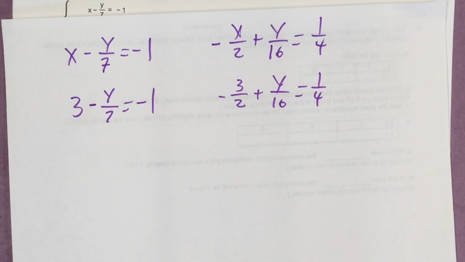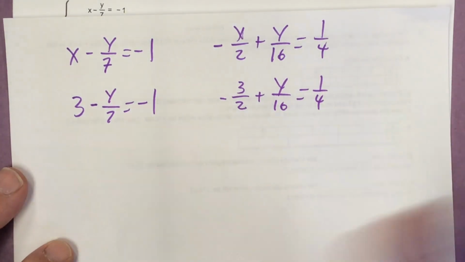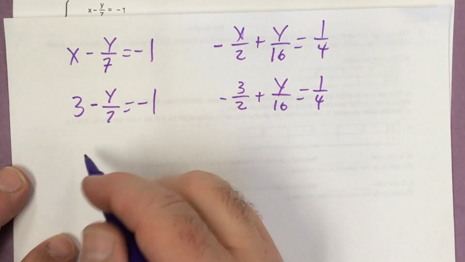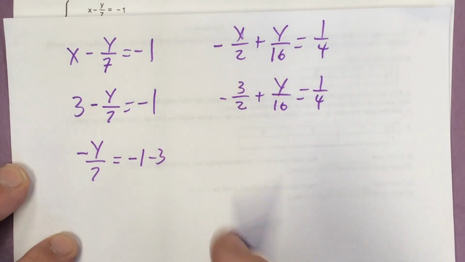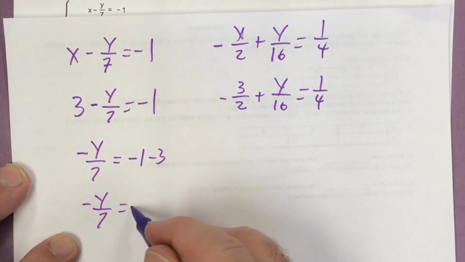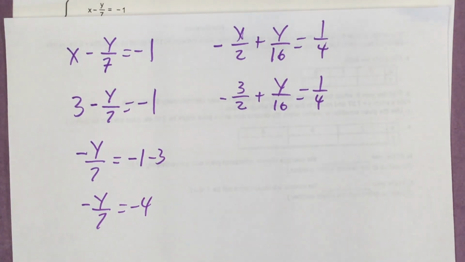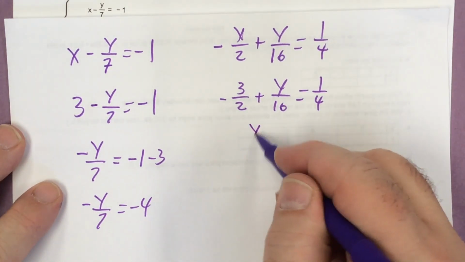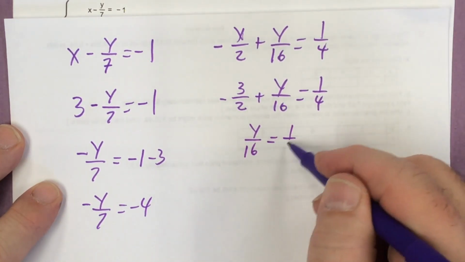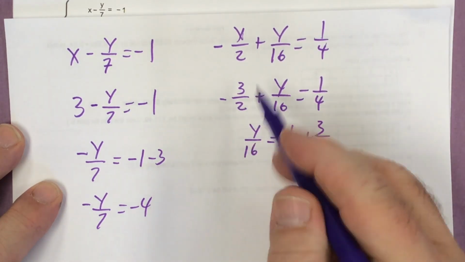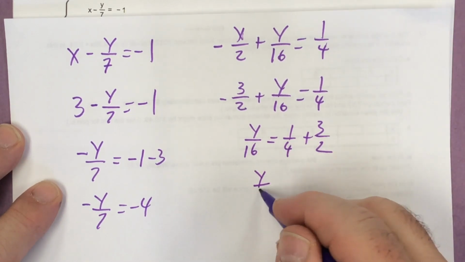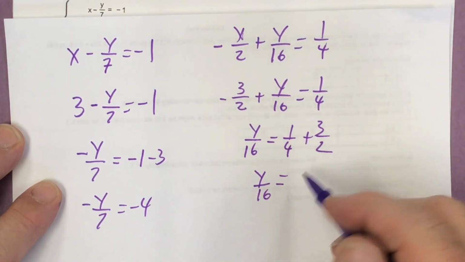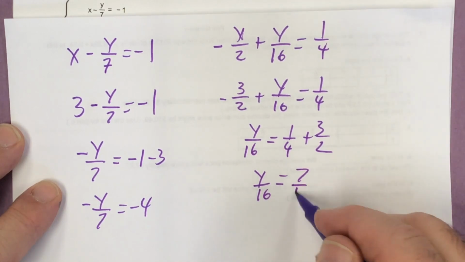Well, one thing you may want to try that may make things a little easier: I can move the 3 over to the opposite side, so that's going to be negative y over 7 equals negative 1 minus 3. Or it'll be negative y over 7 equals negative 4. Let's see if we can do the same thing over on this side. So I can rewrite y over 16 equals 1 over 4 plus 3 over 2, because when I move it to this side, I'm going to make this positive. And when I combine like terms, and again do this on your calculator, y over 16 is going to be equal to 7 over 4.